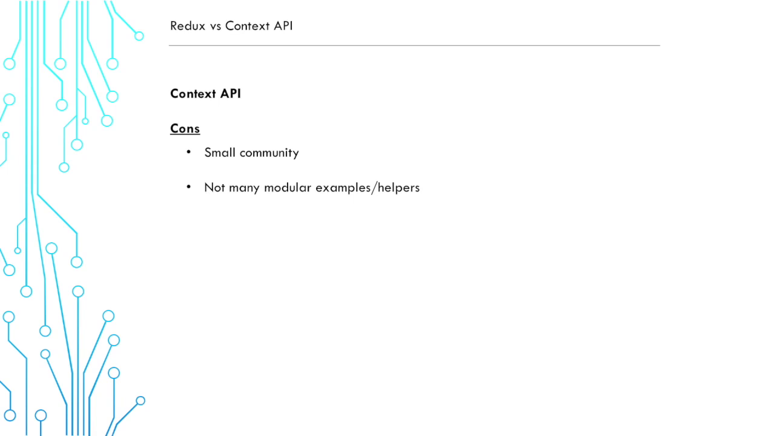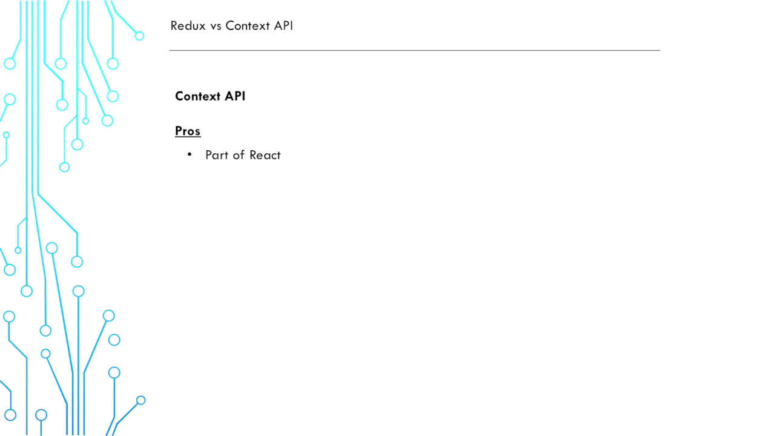But what are some pros? Well, let's go over some pros real quick. It is part of React. You don't need any extra package. By the time you use React 16.3, or 16.3.0 in March 29, 2019, you are using context. You don't need to install any other packages to be able to use that.